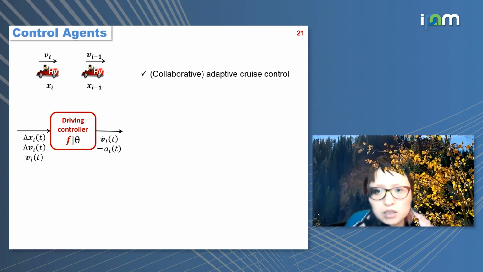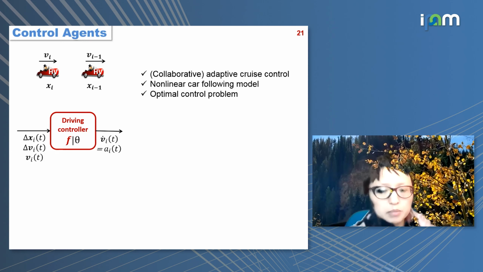The existing models include the CCC models, which can basically be modeled as linear dynamics. There are also a lot of nonlinear car following models that can characterize this F. And some people actually model each car as an optimal control problem, then solve for the acceleration using system optimal control and also model predictive control.